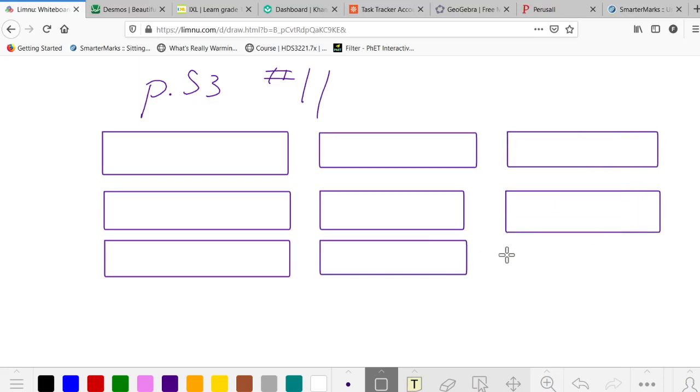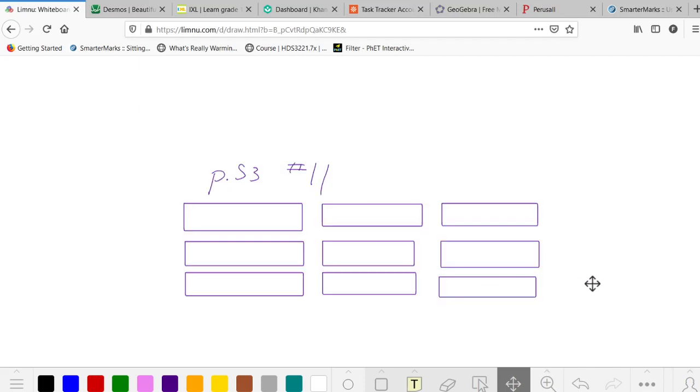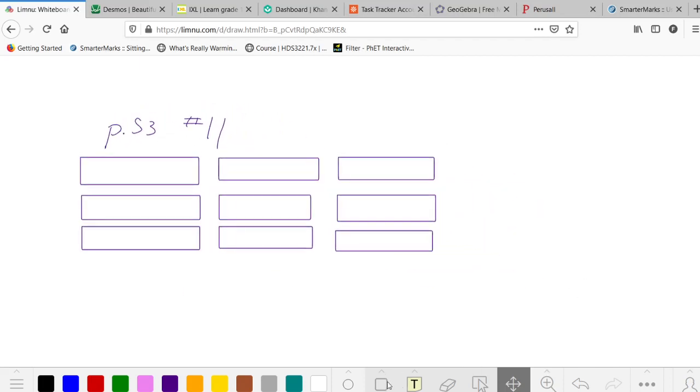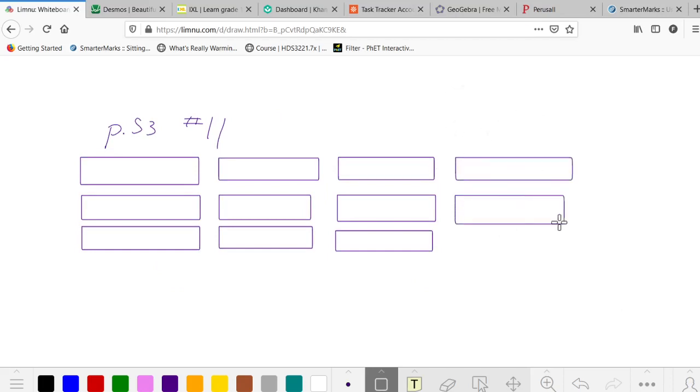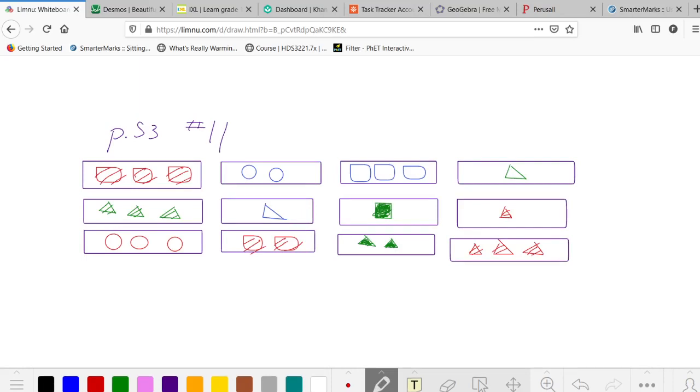So I will sketch out the cards here, and I think I may need to zoom out a little bit to get them all to fit. Should have drawn them smaller in the first place. So let me pause while I finish reproducing the diagram from the textbook. All right, so here's the shapes.